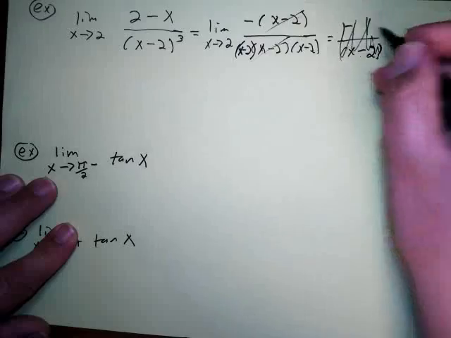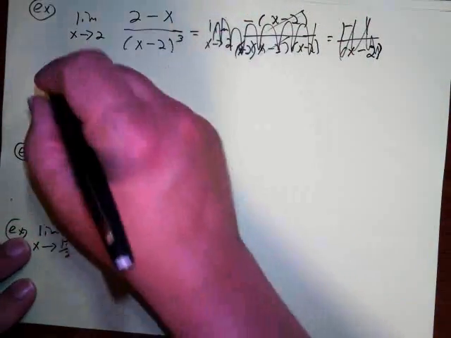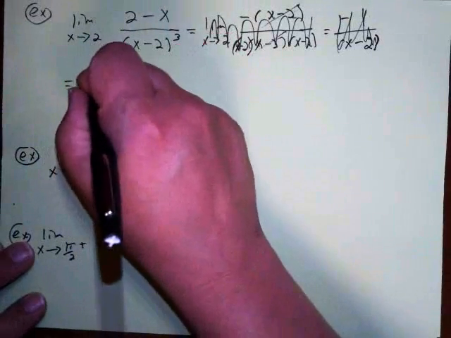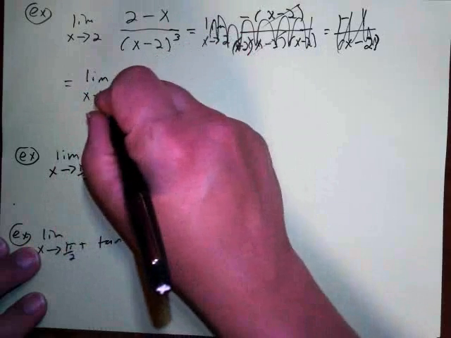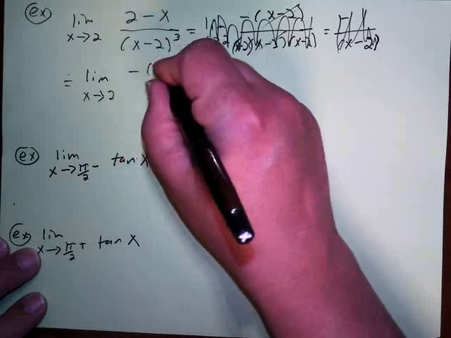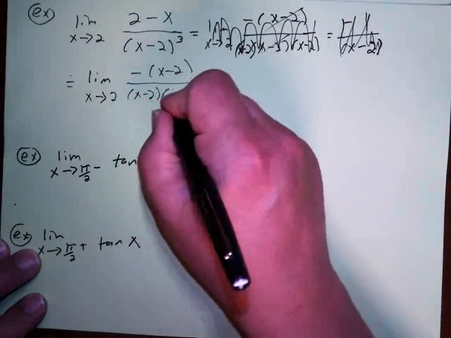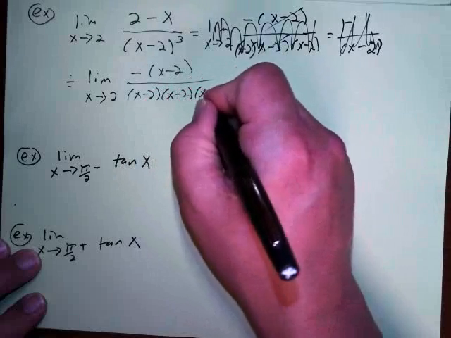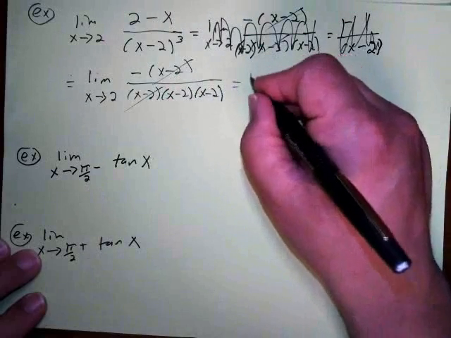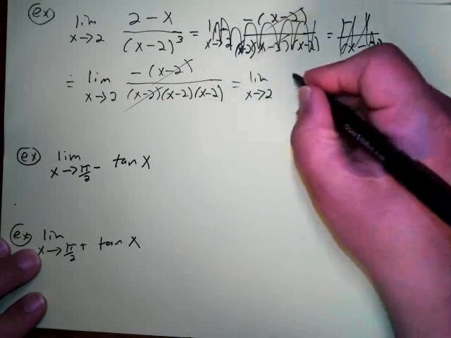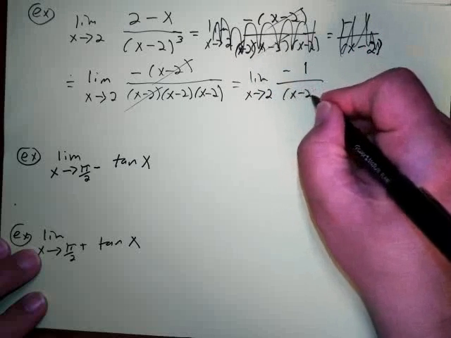So let me actually erase this, and I'll erase all of this. Okay, that was a cubed here, so this is a limit as x approaches 2. This will be the opposite of x minus 2. And now you got 3 of these. So you got x minus 2, x minus 2, x minus 2. There we go. And then this will cancel out one of them, and you're left with the limit as x goes to 2 of negative 1 over, and now you still have 2 factors of this.